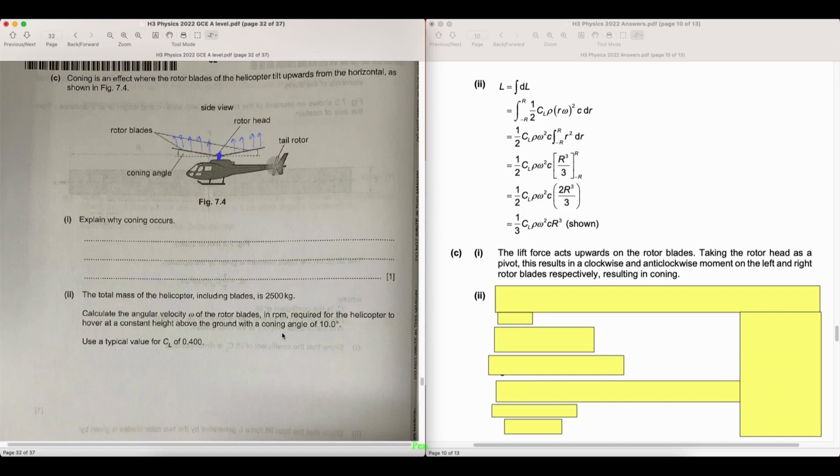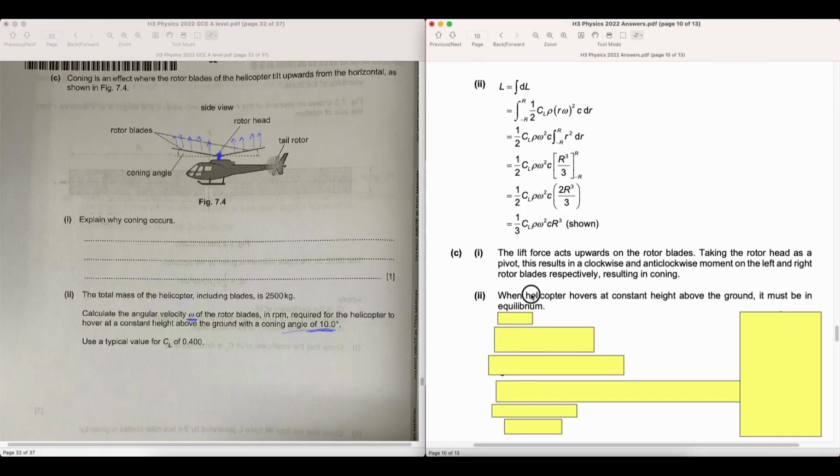Now, we're given that the coning angle is 10 degrees, and we need to find the angular velocity of the helicopter blade in order for the helicopter to remain in equilibrium in air. For it to be in equilibrium in air, we need the net force to be equal to 0, and the net force consists of the weight of the helicopter as well as the lift.